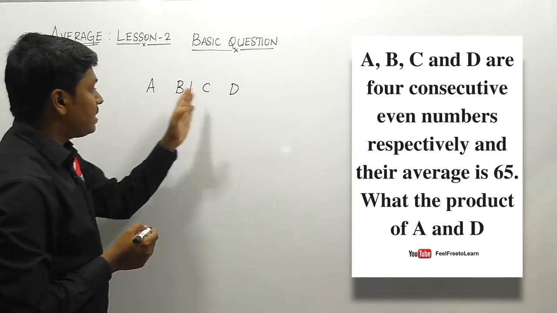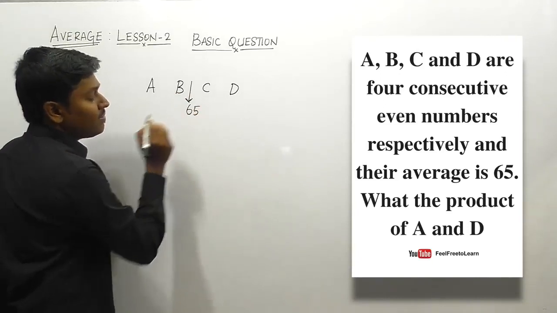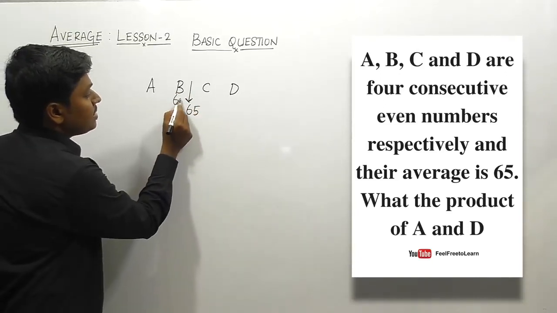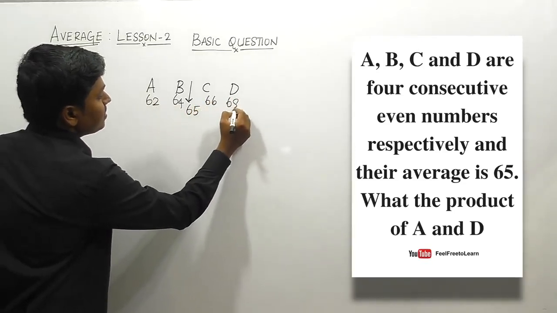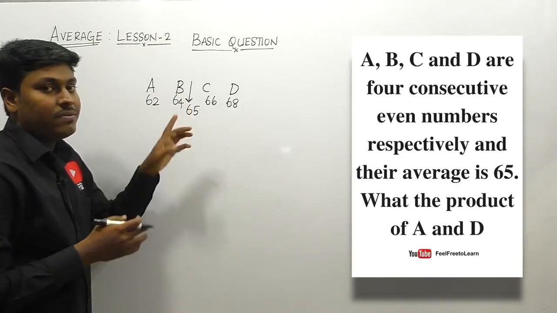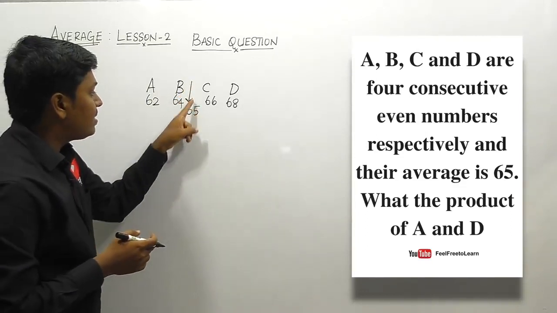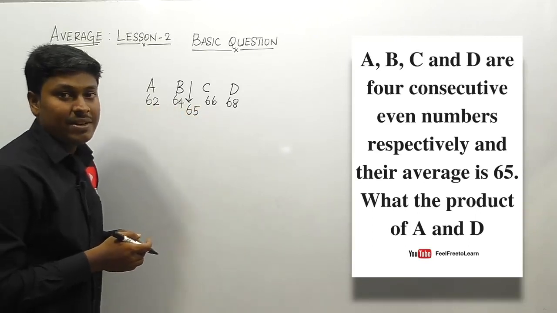So friends, for 4 consecutive even numbers with an average of 65, we can surely say that the center number will be 65. So this will be 64 and this will be 62, and 66 and 68, because they are saying that 4 consecutive even numbers and the average is 65. So if the average is 65, then we can surely say that the center number will be 65. So the remaining numbers will be consecutive even numbers, right?